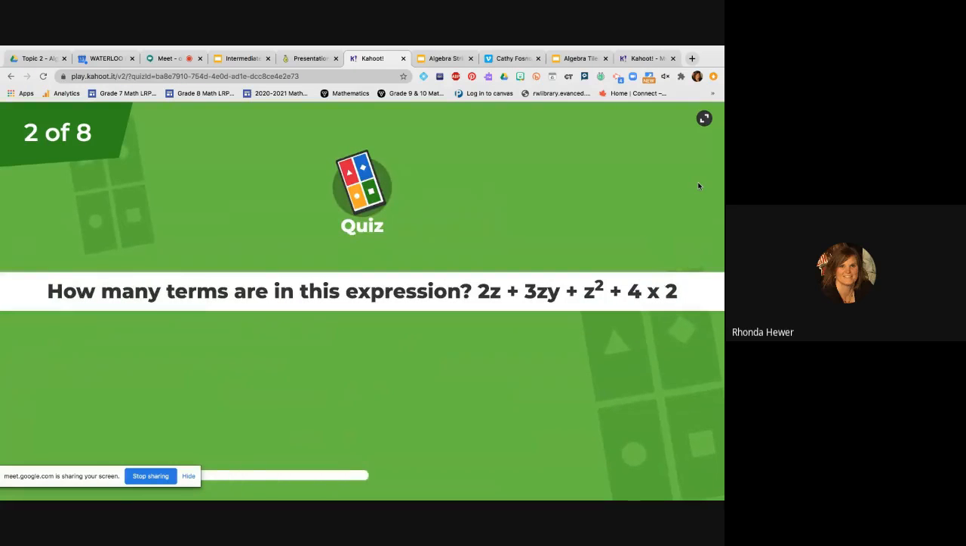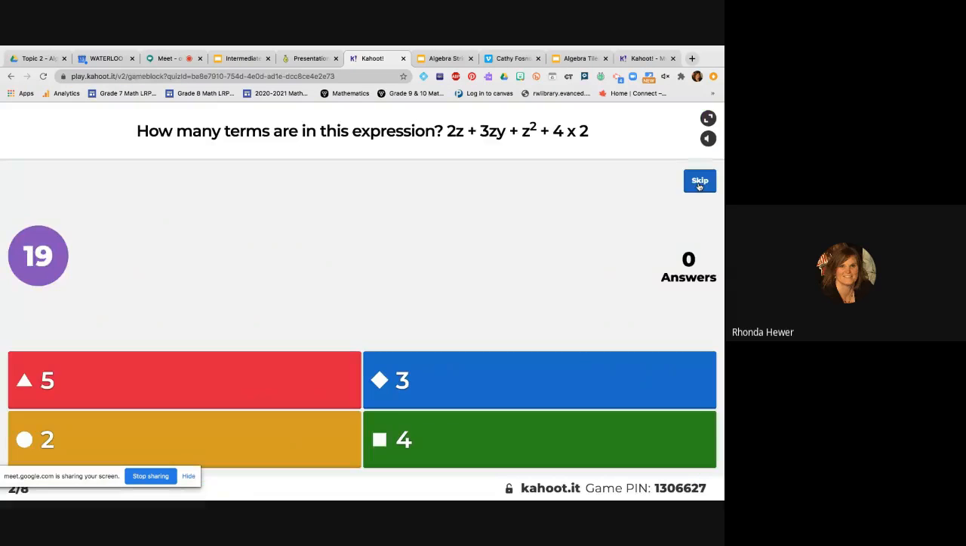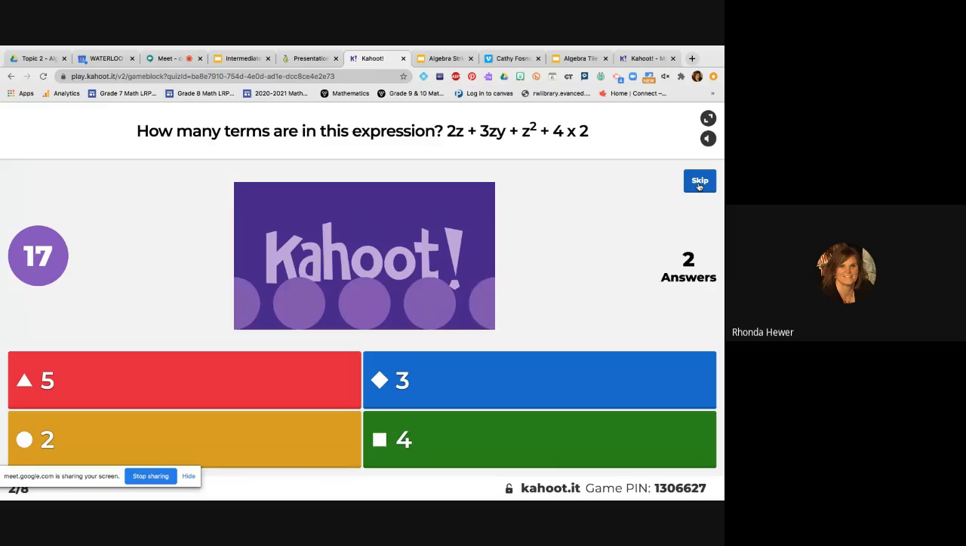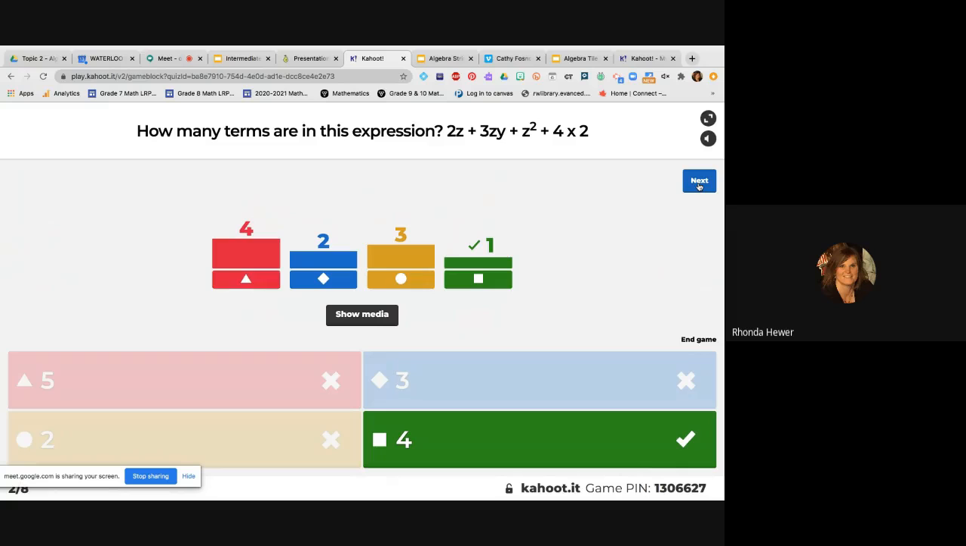How many terms are in this expression? Just to note that at the end, that's 4 multiplied by 2, not the variable x. That's 4 multiplied by 2. So how many terms are in that expression? Ooh, we're all over the map there. The answer is 4, and I'm glad that some of you chose 5. I put that in there as a trickster.